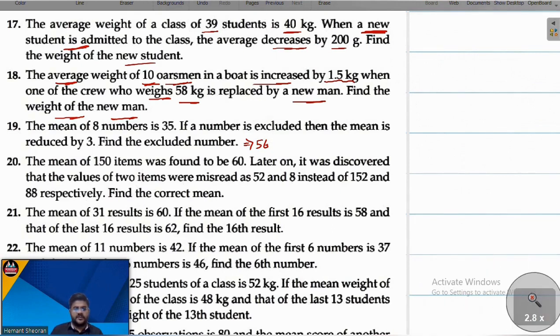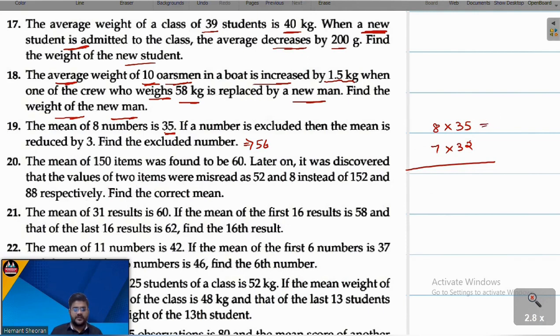So what they are saying is that the mean of 8 numbers is 35. Then they are removing a number, and the new average is 33. So there are only 7 numbers left. The new average will be how much? 8 times 35 will be the total. Then the next step will be 7 times how much? 35 minus 3, that is 32. So 7 times 32. If you subtract them, you will have your answer.